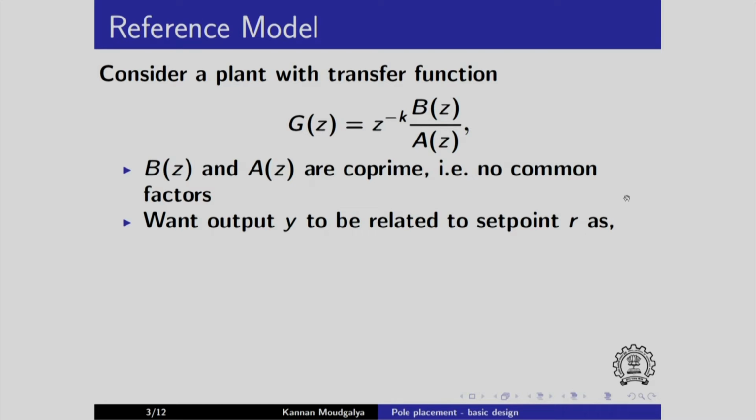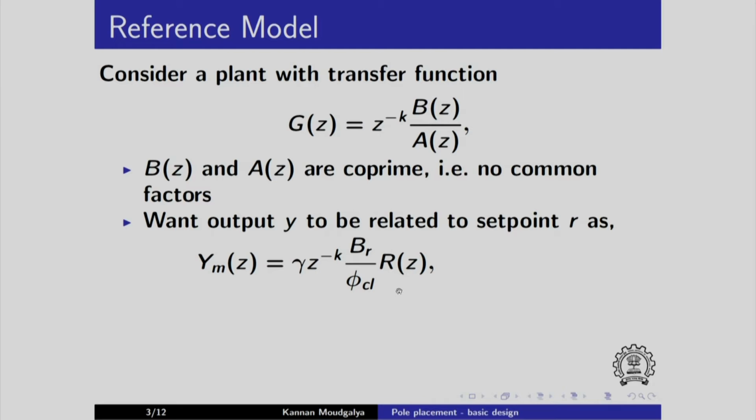Suppose that we want the plant output y to be related to the set point r, the reference signal, as the following. Here is the relationship. Because it is a model, we are calling it y sub m. I have given it in z transform. It has the same delay. Remember, the closed loop system should have at least the same delay as the open loop system for the controller to be realizable. So we assume the same delay, z power minus k.